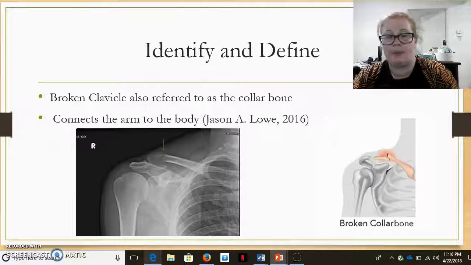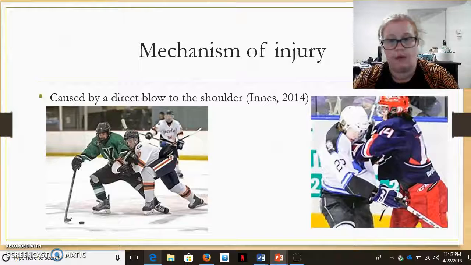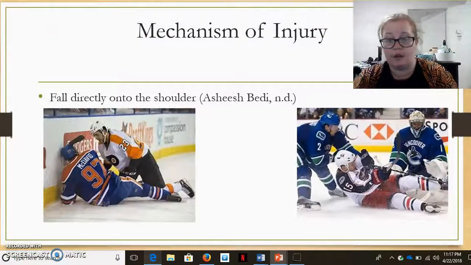So the next type of injury that is often found in hockey players is a broken clavicle. This is due to the violence that is found. So, and then this is in the shoulder. So ways that this injury occurs is it's caused by a direct blow to the shoulder, which is very easy when you're skating down the ice, you run into somebody, or somebody purposely comes and knocks into you. Different ways this can happen. And the second one is a fall directly onto the shoulder.